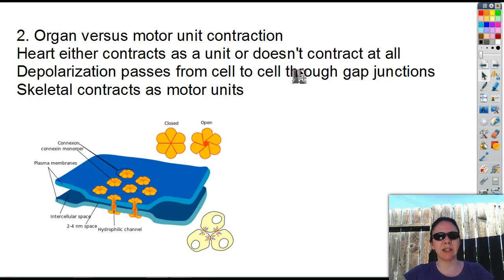All right, second thing that makes them different. Organ versus motor unit contraction. The whole heart either contracts or doesn't contract at all. Remember your thigh muscle, depending on how much you want to use, you can do one motor unit, all the motor units, some of them. So your heart isn't like that. It's not like, well, I'll contract here and here, but not there. It's either it all contracts or nothing at all. Due to the fact that we have depolarization passing from one cell to another through the gap junctions, that allows the heart to continue to work all at once.